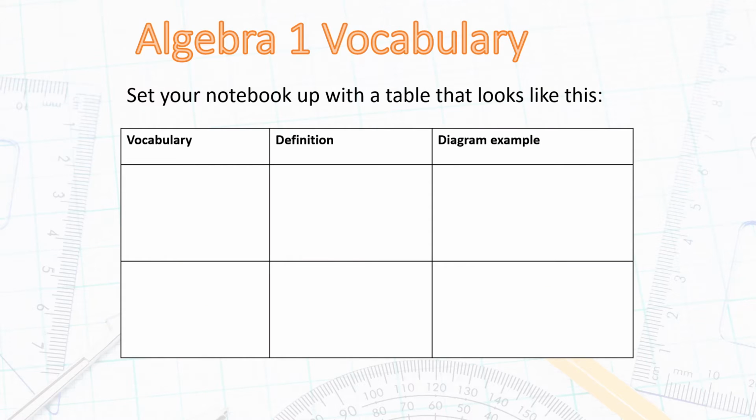All right, so pause the video if you need to. Set up a notebook that looks like this. So you've got 3 columns: vocabulary, definition, and then a diagram or example. And we're going to fill in the blanks for each of these words that we're going to see. So again, pause the video if you need to, and then continue on.